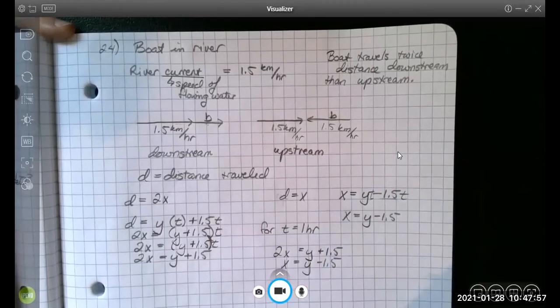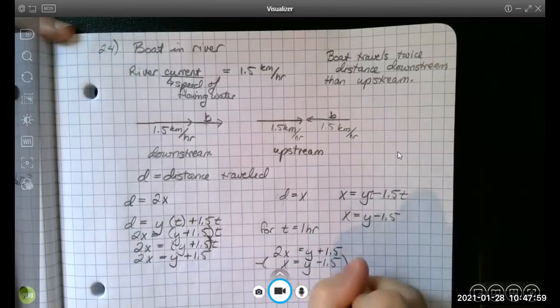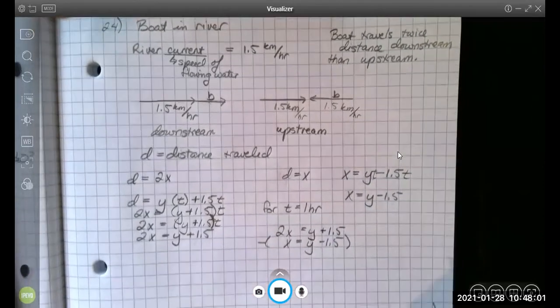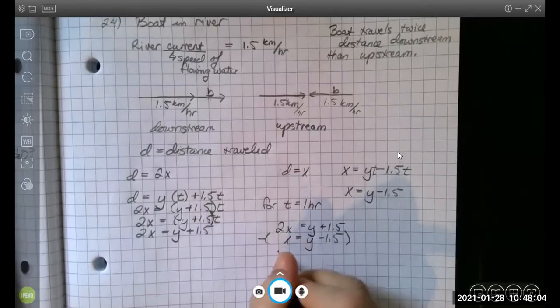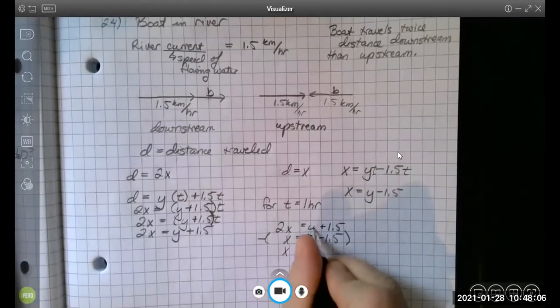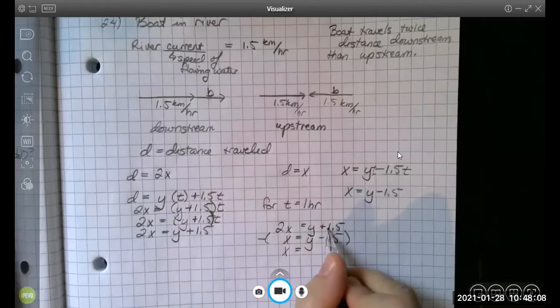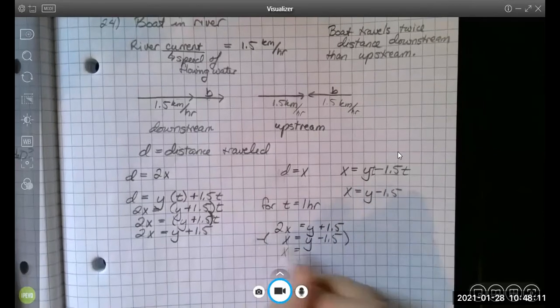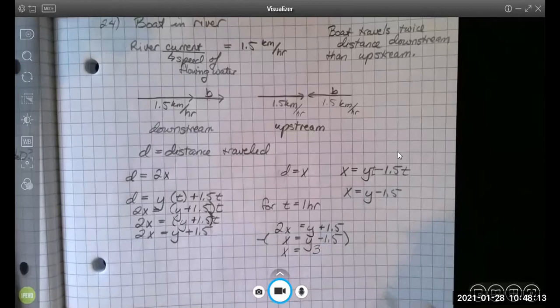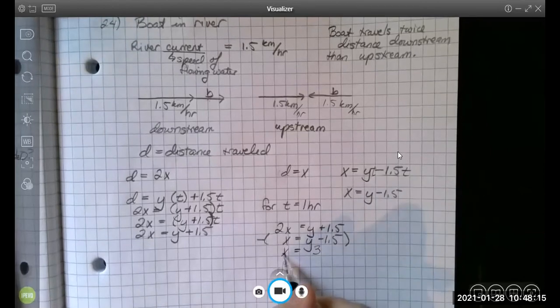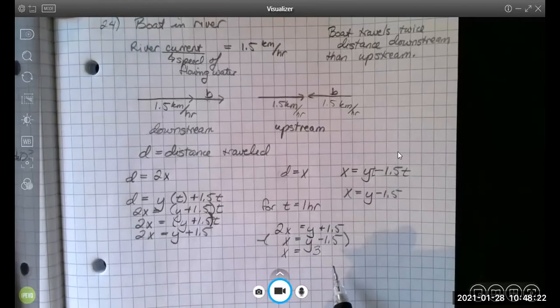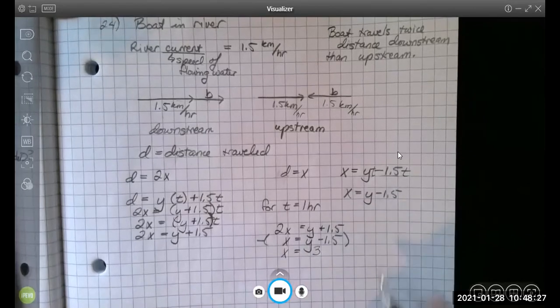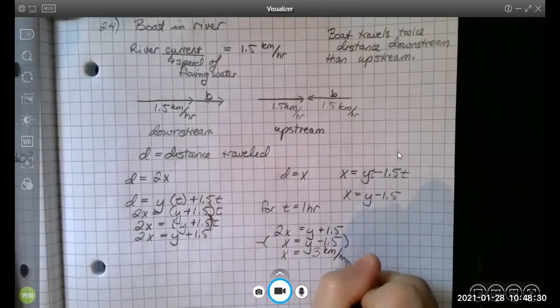This is a pretty nice elimination problem. So I'm going to subtract the second equation here. I'm going to say 2x minus x is just x. Y minus y is 0. 1.5 minus negative 1.5 equals 3. And so x should be 3 kilometers per hour.